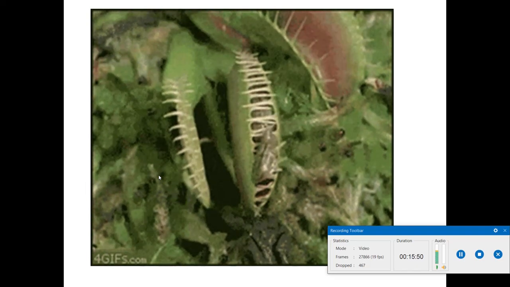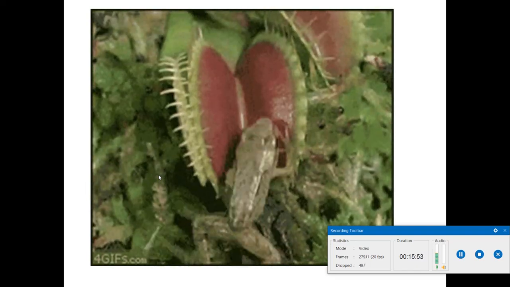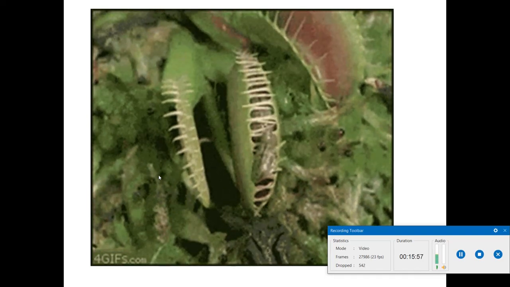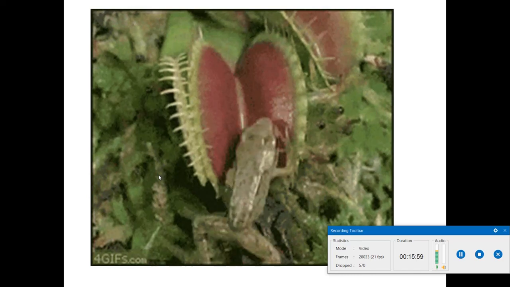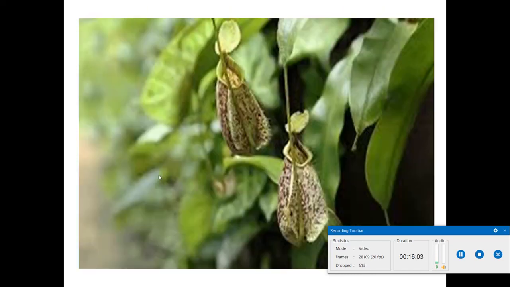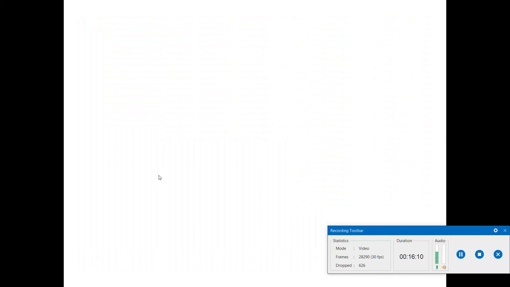Observe carefully. What has happened here? The plant has captured the frog and it has closed it. Now it is going to digest the frog. Again, here is one more picture. Trap. The insects are getting trapped here.